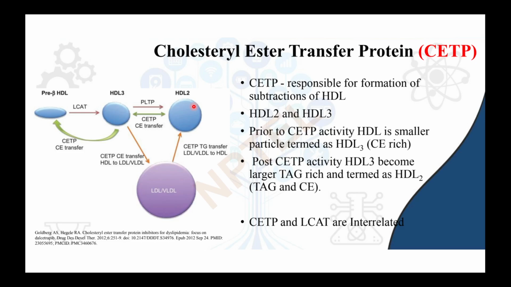So CETP and LCAT: LCAT will keep converting the cholesterols present in the pre-beta HDL into cholesterol esters. These cholesterol esters will be transferred to LDL and VLDL in exchange for triacylglycerols, which will be in the final HDL2 particle. CETP can also transfer these cholesterol esters back to the pre-beta HDLs. Is this clear now?